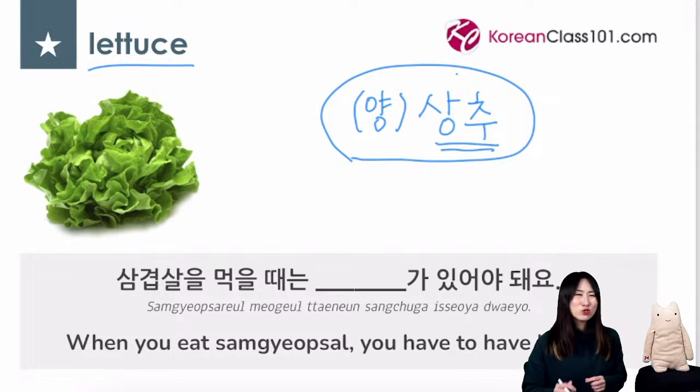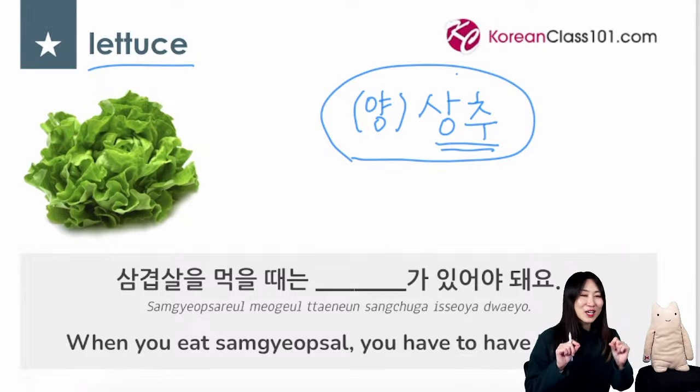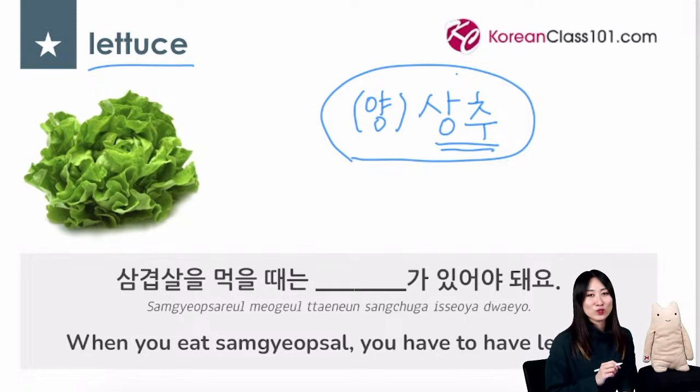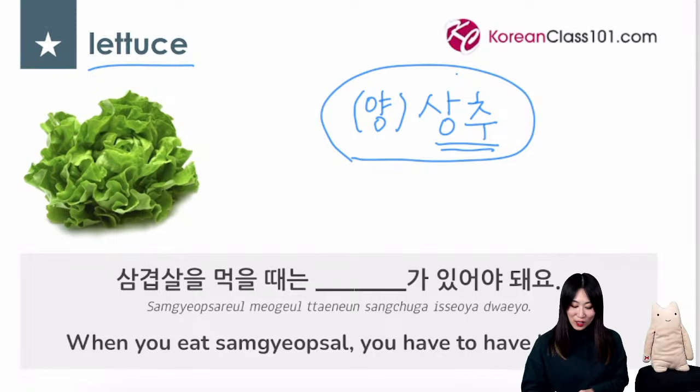But 상추 is too thin. It's a Korean lettuce. It's very thin. So if you use it for salad, it doesn't have the good texture, like shak, shak, shak. You don't have that kind of texture. So how do we use this 상추? We use it when we eat barbecue. Barbecue. So here's an example.